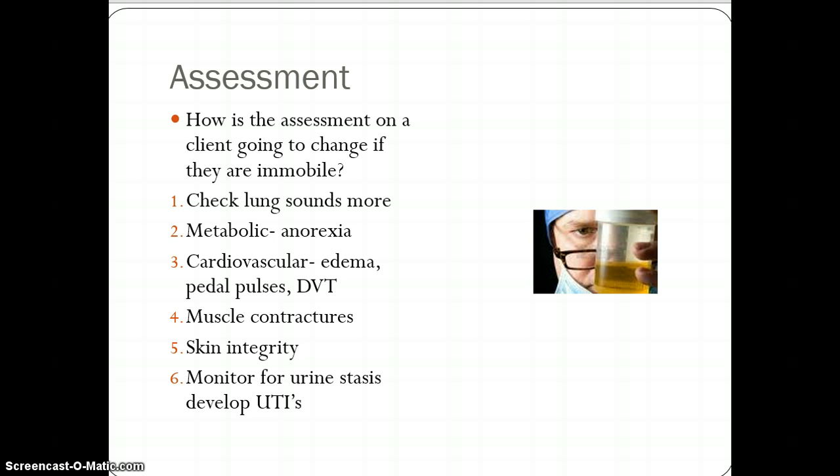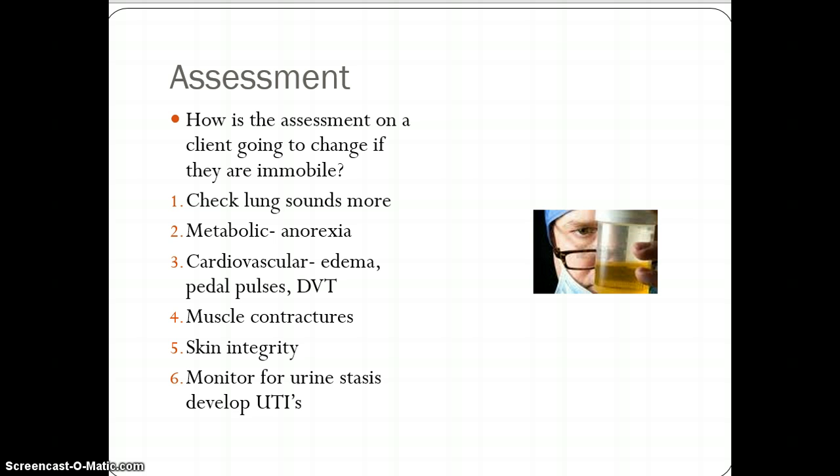With the metabolism, they're losing their appetite, they're anorexic because their mobility is slowing down, their GI system is slowing down, and all of that with the peristalsis causes them to not really have much of an appetite. They're not doing much, and the body feels the result of that.